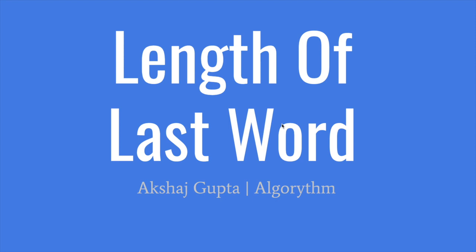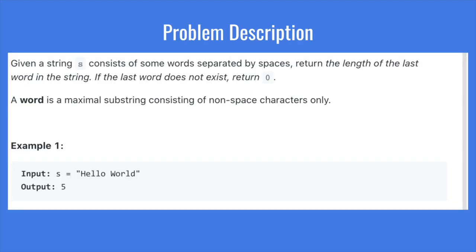Hello everyone, in this video I'll be going over LeetCode number 58, Length of Last Word. The problem description is: given a string s consisting of some words separated by spaces, return the length of the last word in the string. If the last word does not exist, return 0. A word is a maximal substring consisting of non-space characters only. For example, if we had the input s equal to "hello world", we would output 5 because the last word in here, which is "world", has length 5.